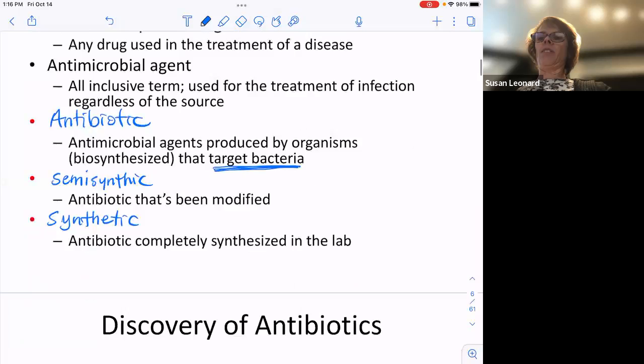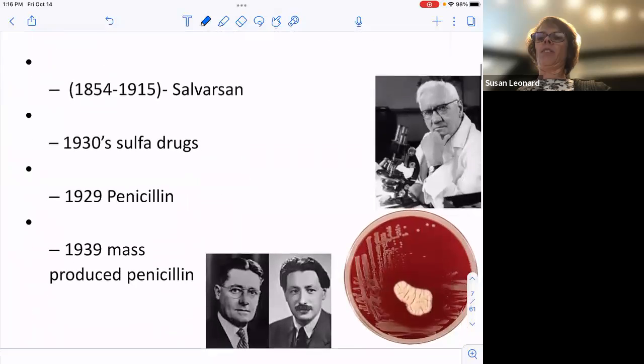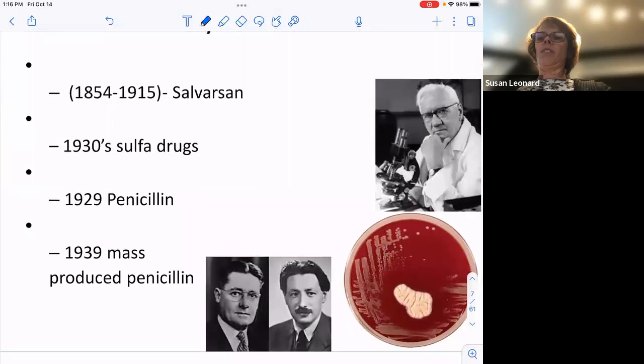Okay. All right. So a little history lesson here. Paul Ehrlich, we talked about him before. He's thought of as the father of chemotherapy. Back in the early 1900s, around 1905, he went through and tested a number of compounds, trying to find a drug that would kill the organism that causes syphilis. And he found a compound that had arsenic in it that he called salvarsan.